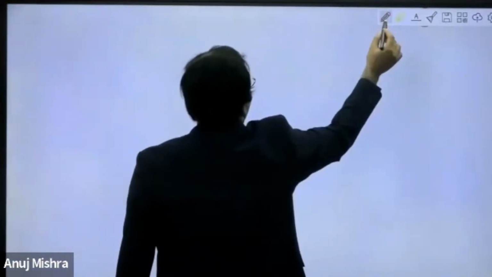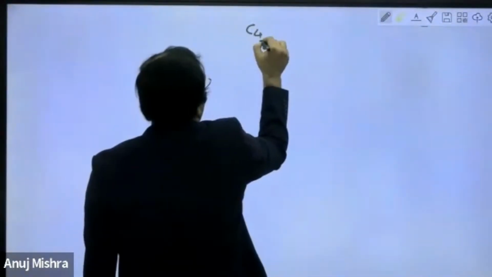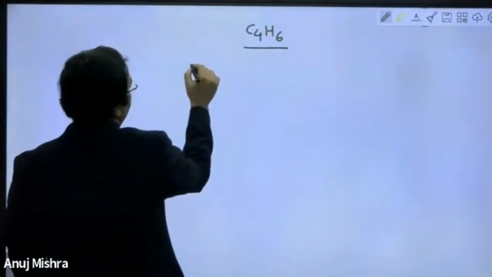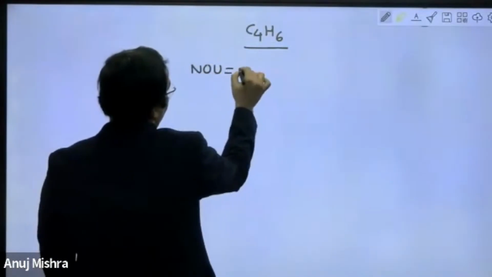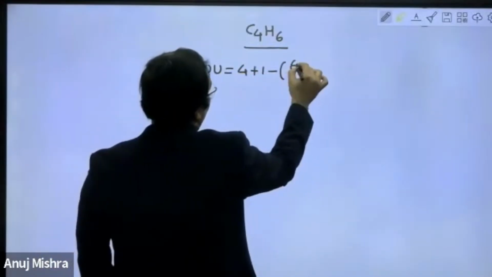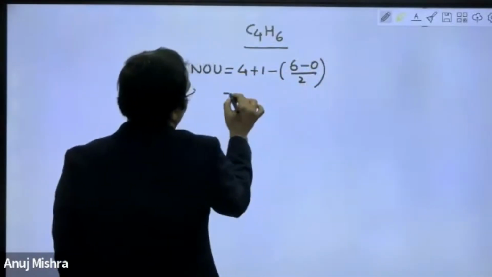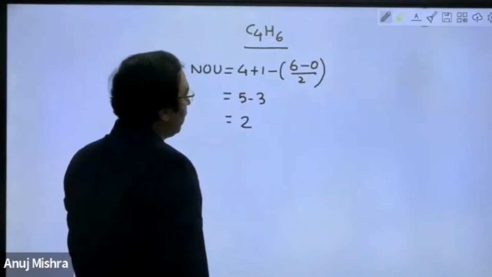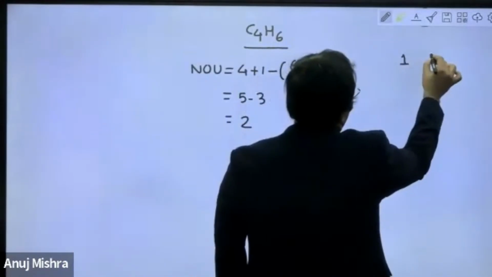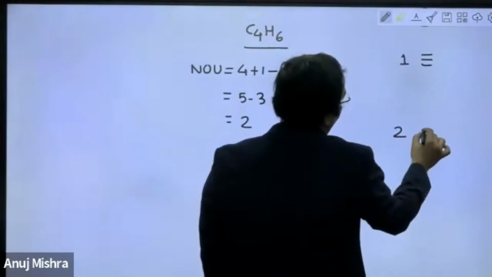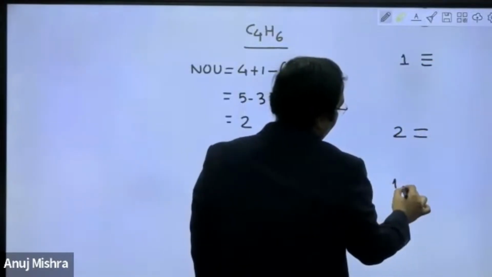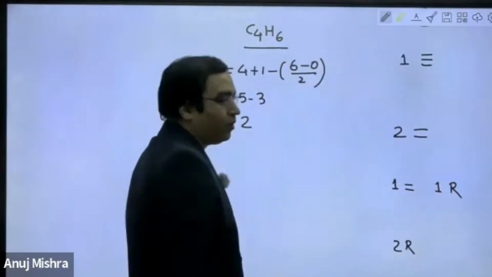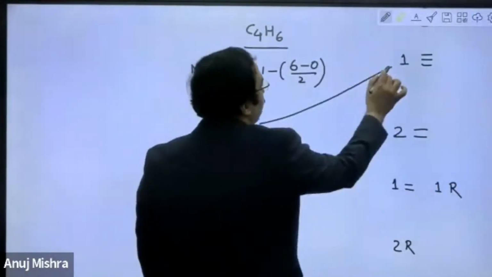Sanjana will tell what is the thought process. How many unsaturations? 5 minus 3, 2 unsaturations. Now 2 unsaturations can be 1 triple bond, can be 2 double bonds, can be 1 double bond and 1 ring, can be 2 rings. These are 4 points that you should think of because of this 2.